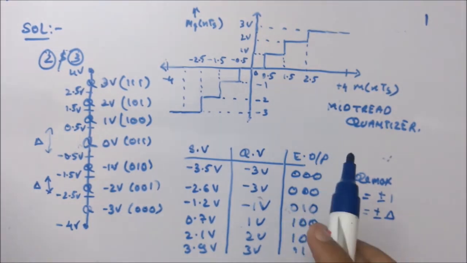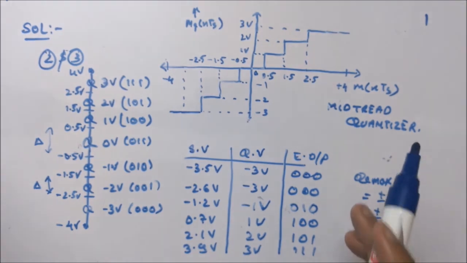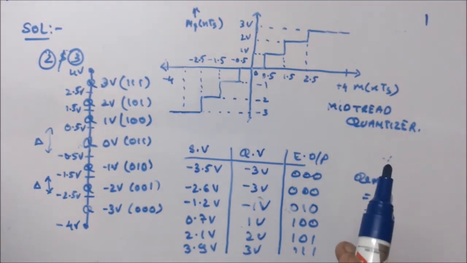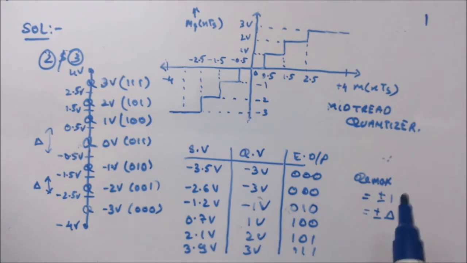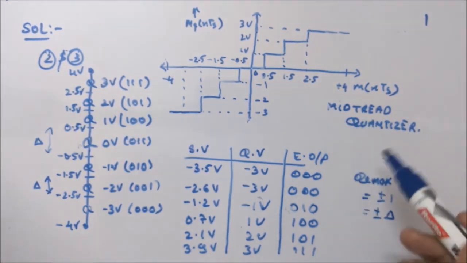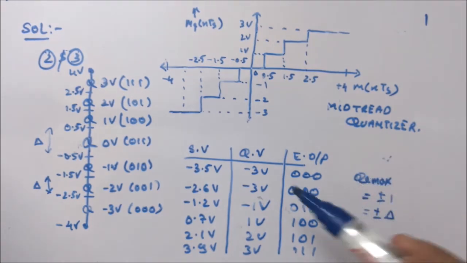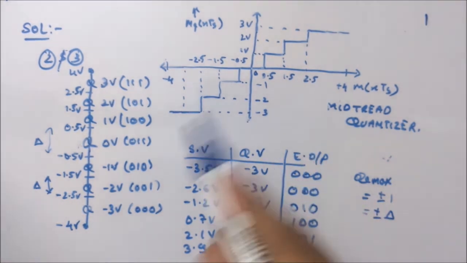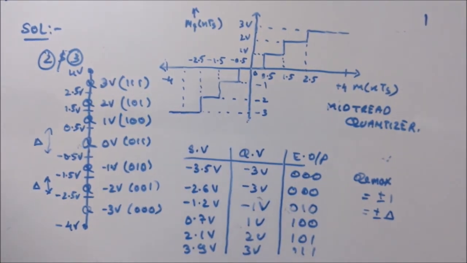So until and unless stated, you always assume that it is a mid-rise quantizer, and if not given, then a uniform quantizer and mid-rise. If they want you to use mid-thread, they will specifically mention it, but by default it is the mid-rise quantizer we use. Okay, so this is the solution.